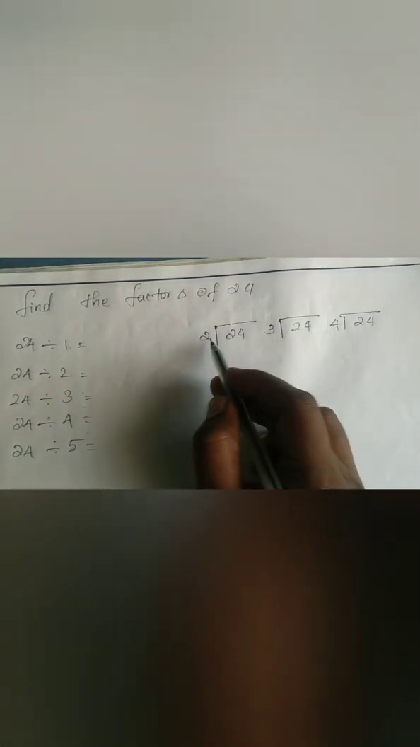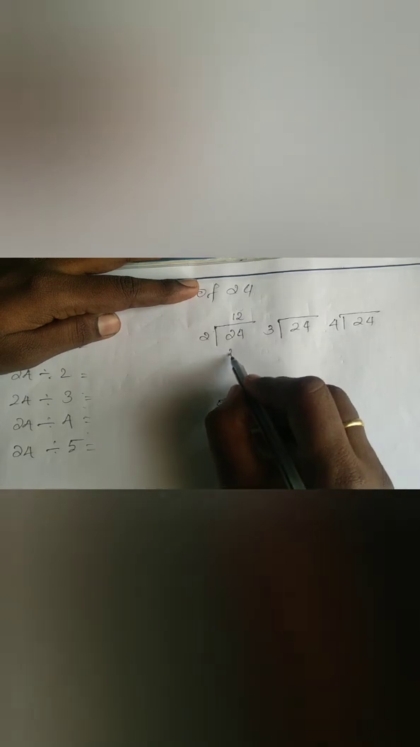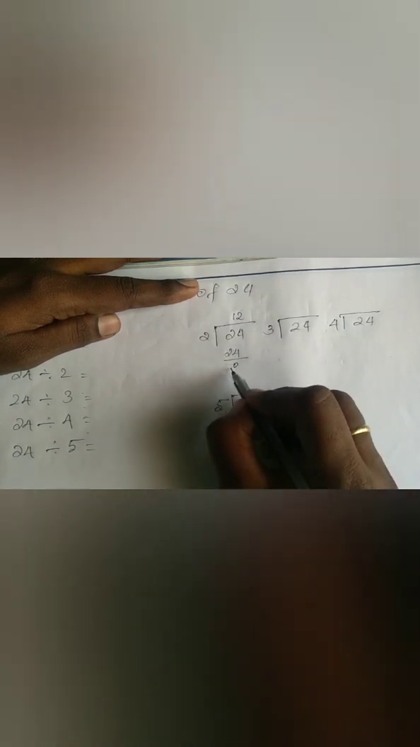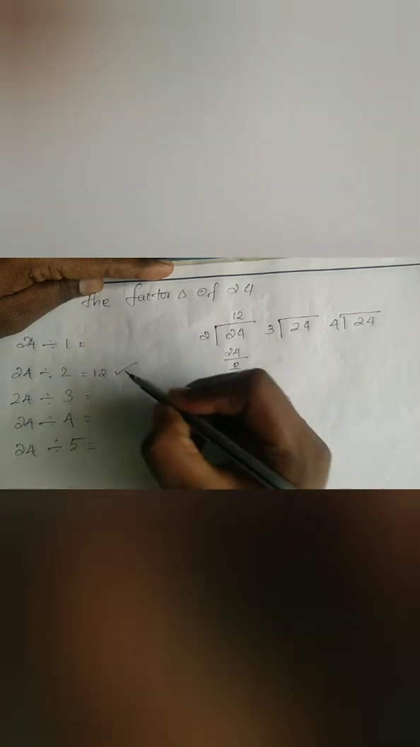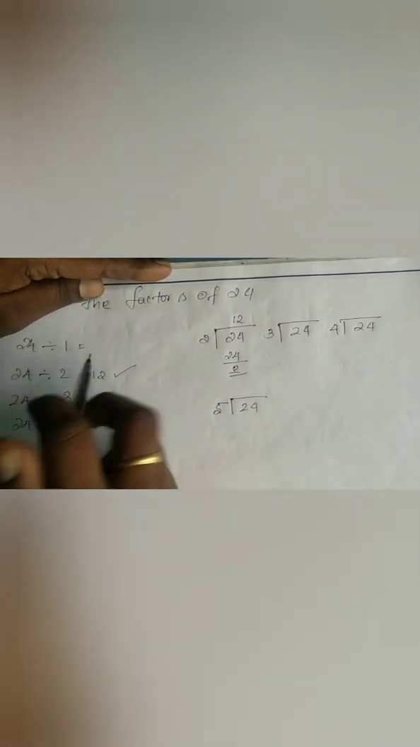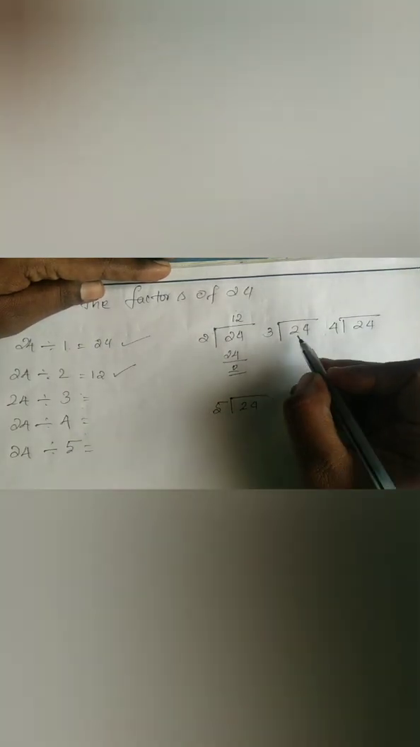So 24 divided by 2, we know how many times? 12 2s are 24, so the remainder is 0. Here the answer is 12. So we can tell it is exactly divisible. 24 divided by 1 gives you 24, so this is also exactly divisible. Again, 24 divided by 3.